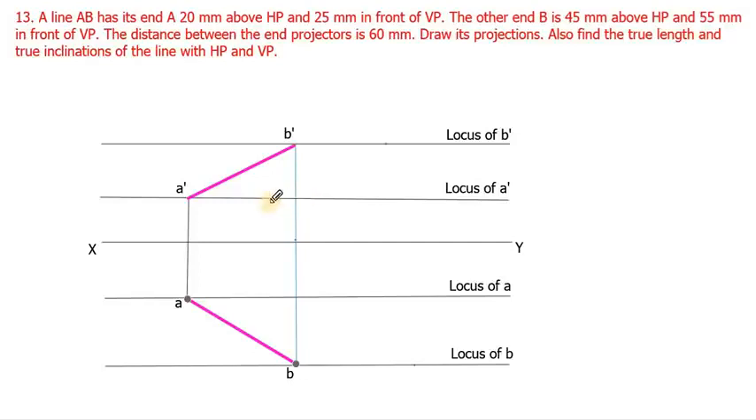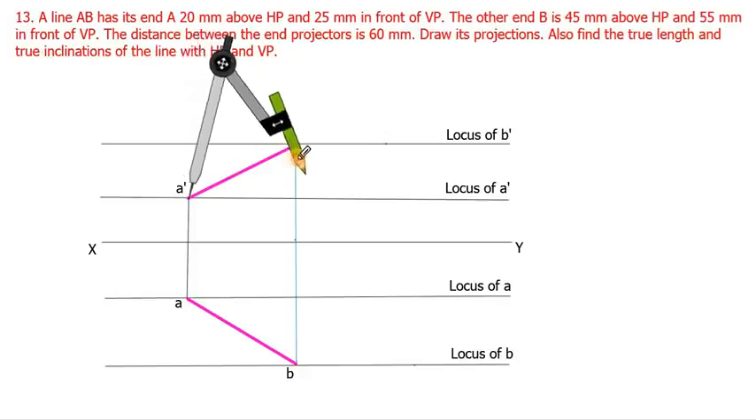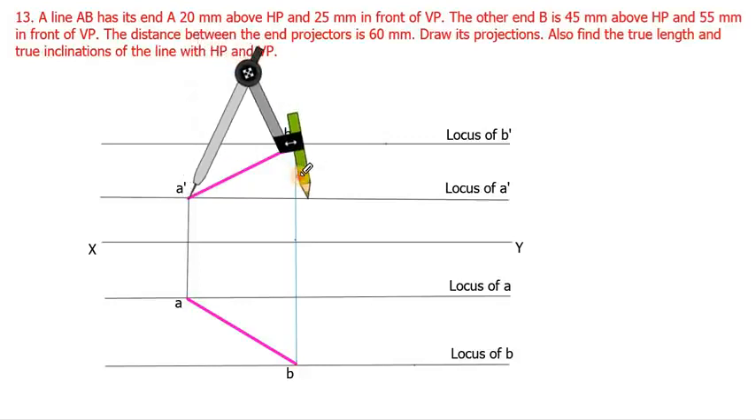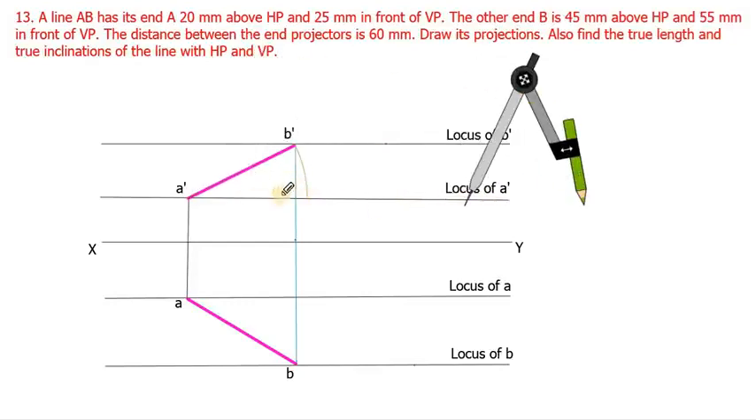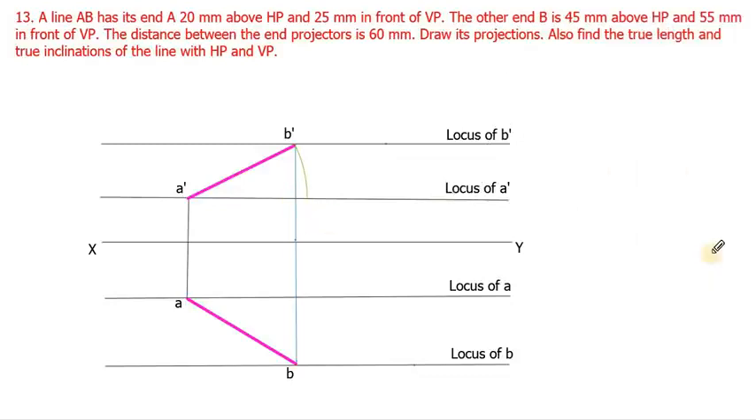So just listen carefully. Take the compass with A dash as center and A dash B dash as radius. Draw one arc up to the locus of A dash. So this point will be B2 dash. When you refer to the free body diagram which I have shown in my earlier video, you could understand how this arc comes. So this will be B2 dash.